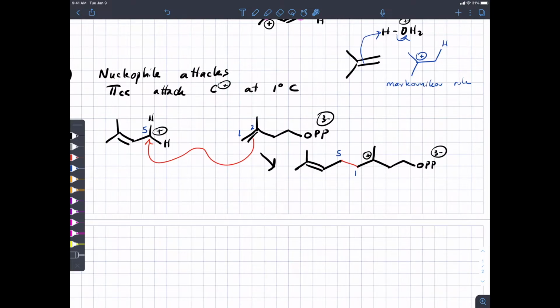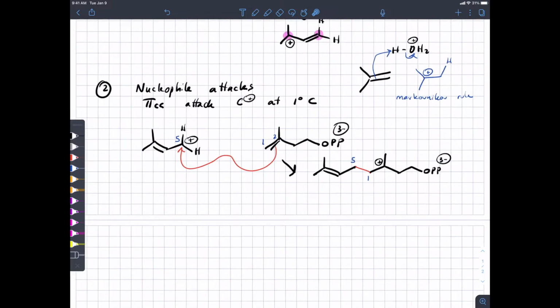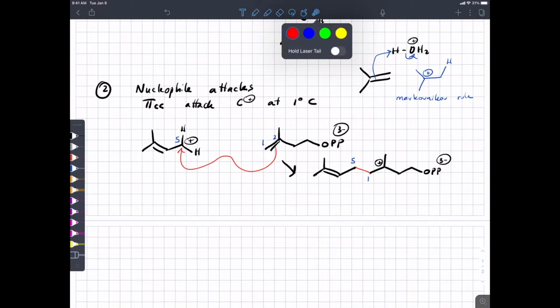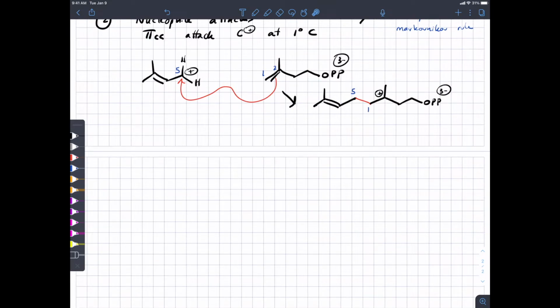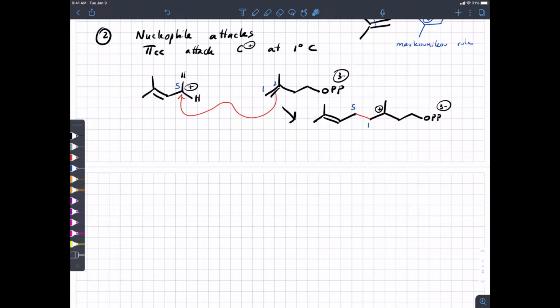Okay, what else? Questions? No? Okay. Yeah? I think this happens most of the time. Can I think of any examples where the alkene attacks the tertiary carbon? No. Not in generating the linear precursor. Okay?